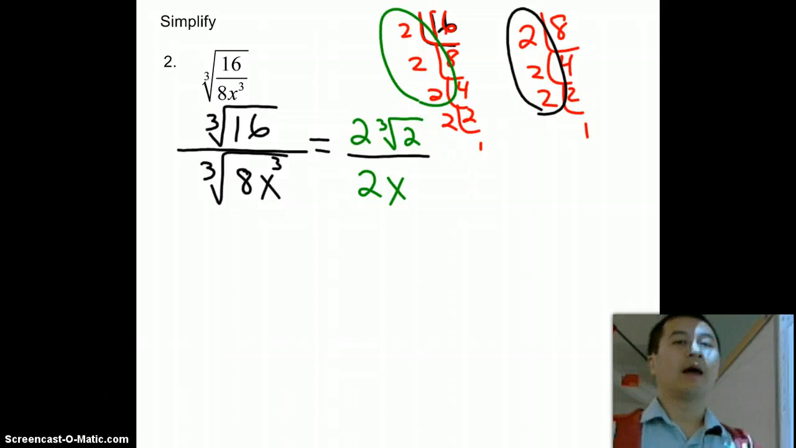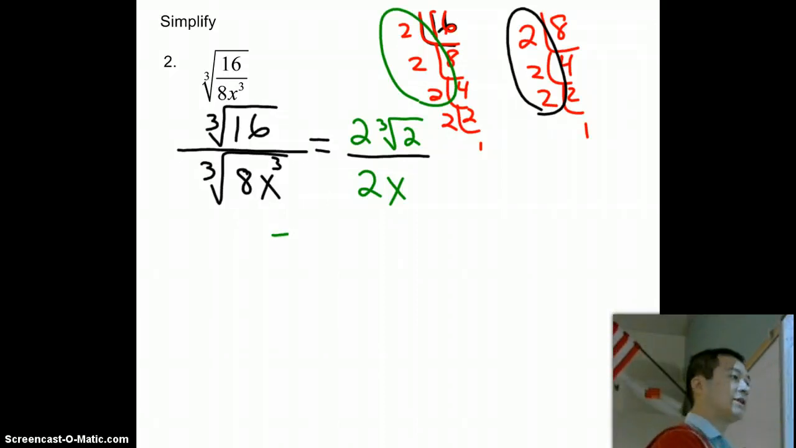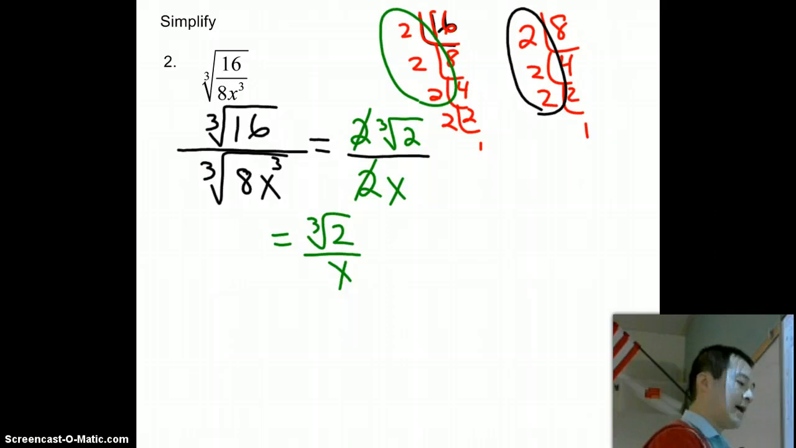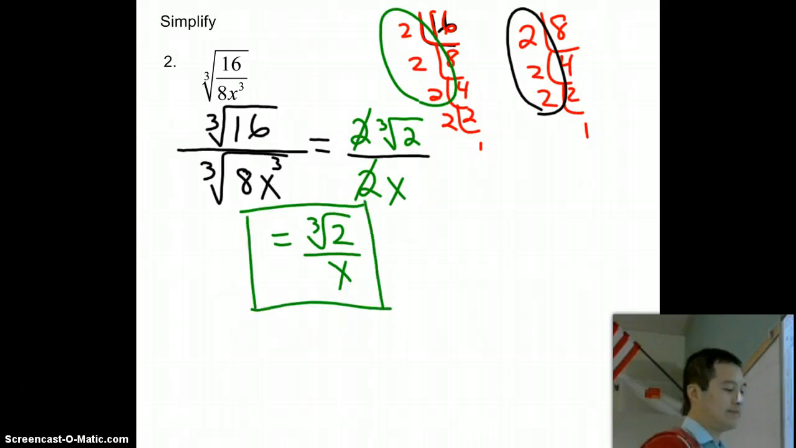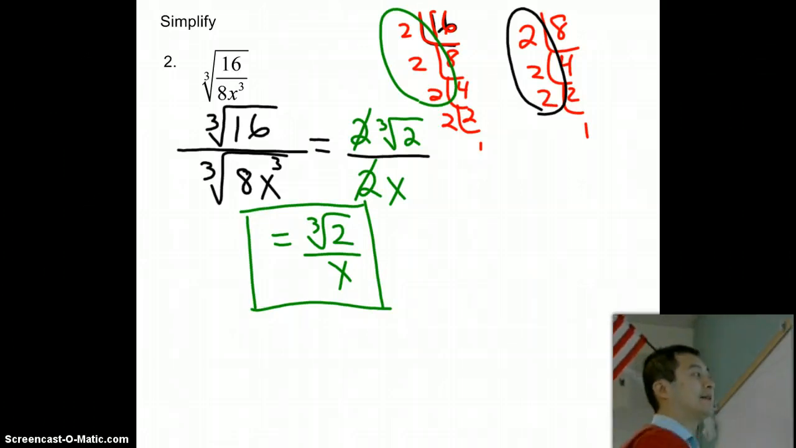Are we done? No. Can you reduce? Yeah, 2 goes into everything, therefore your answer is cube root of 2 divided by x. That's it. Ta-da! Some of you might ask, can I simplify the 8 and the 16 ahead of time and then simplify? Yes, you'll get the same answer. So, give it a try.